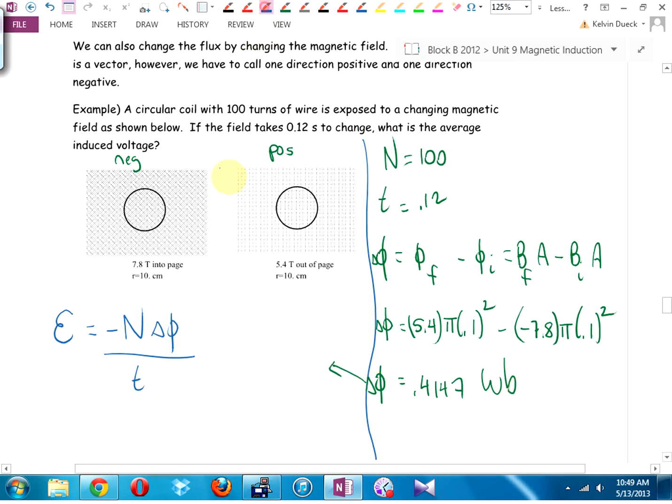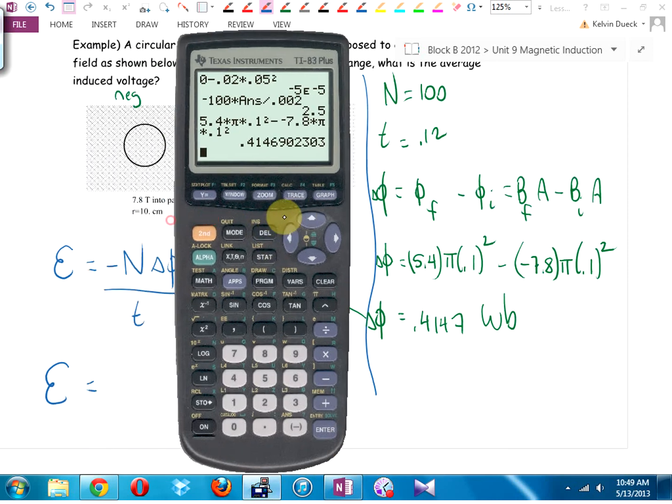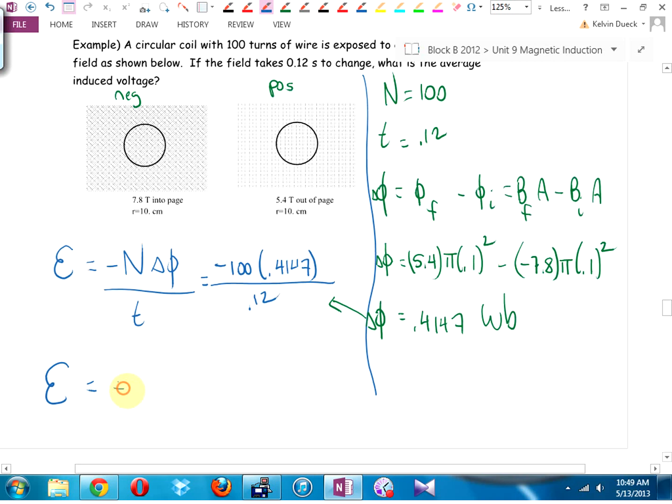And now it's plug and chug. Negative 100 times 0.4147 divided by 0.12. Negative 100 times answer divided by 0.12. Oh, nice! Negative 346 volts. That's a good sized generator.